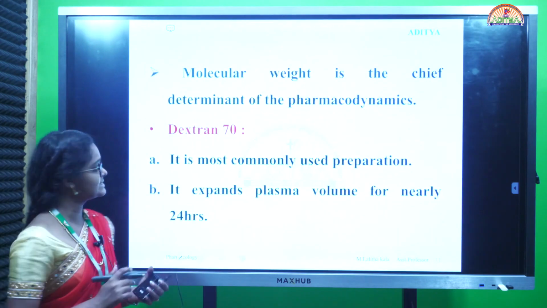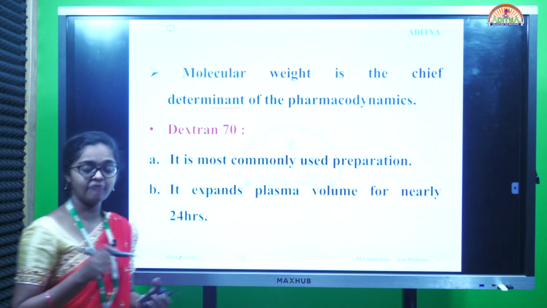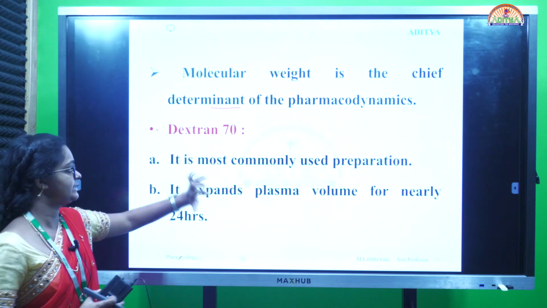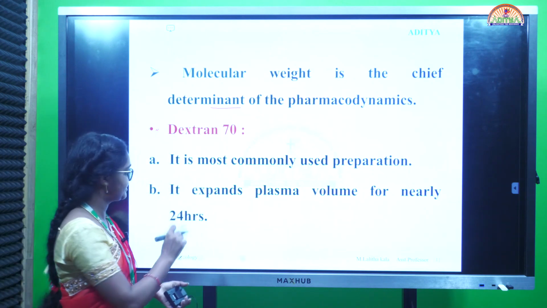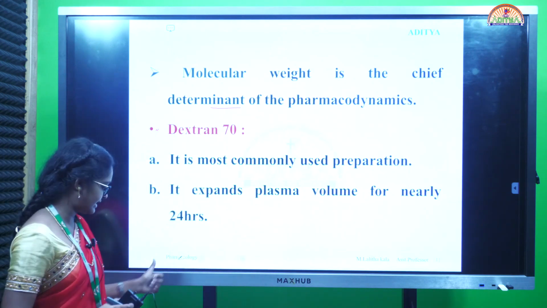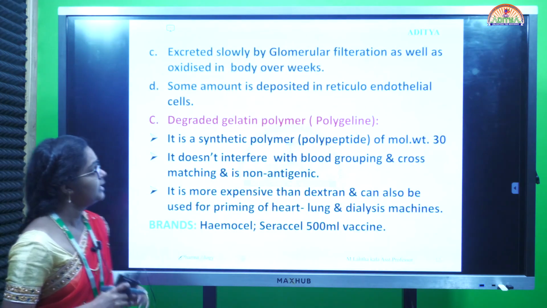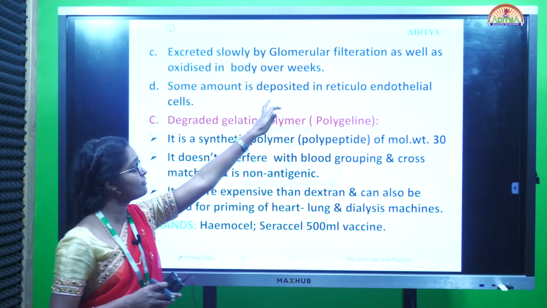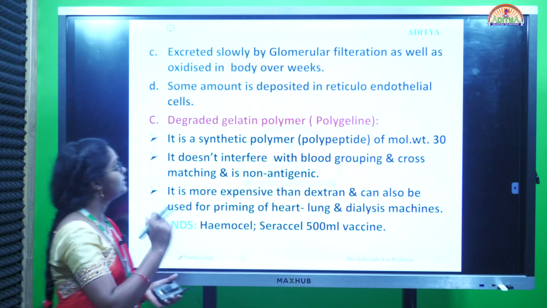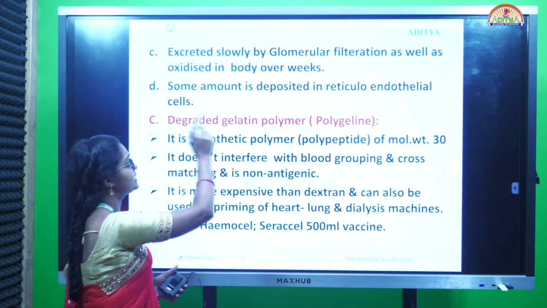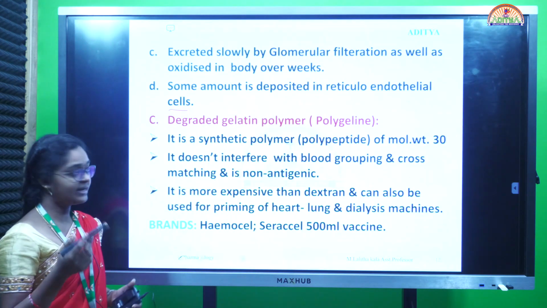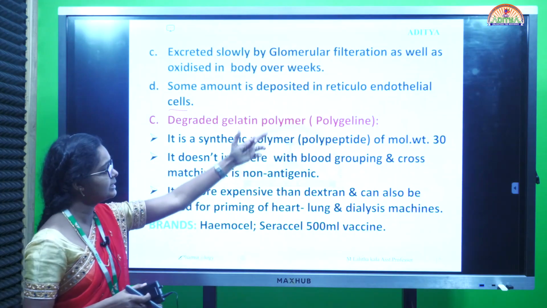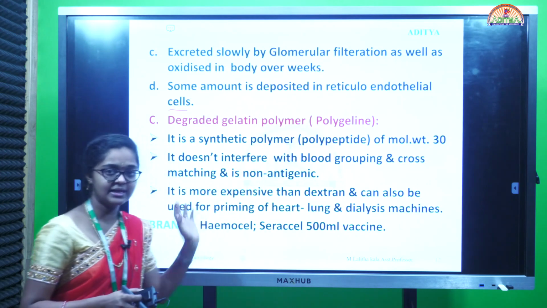Next, molecular weight is the chief determinant of the pharmacodynamics in dextran. Next, in this subtype dextran 70, it is the most commonly used preparation. It expands the plasma volume for nearly 24 hours. It is excreted by the glomerular filtration as well as oxidized by the body over weeks. Some amount is deposited in the reticular endothelial cells. Besides elimination by glomerular filtration, it is also retained in the body, especially in the reticular endothelial cells.